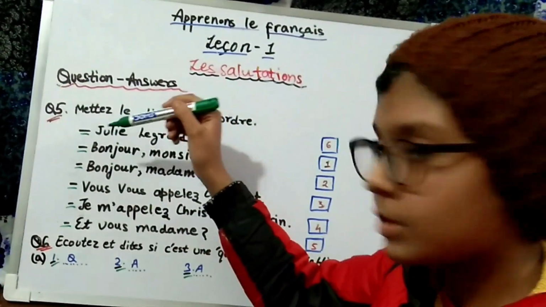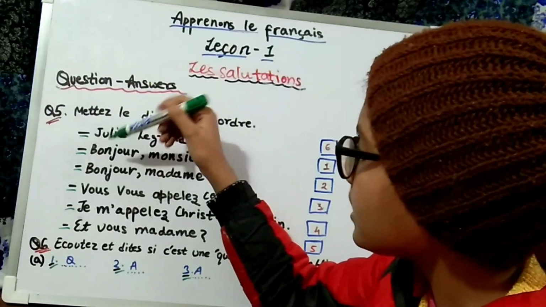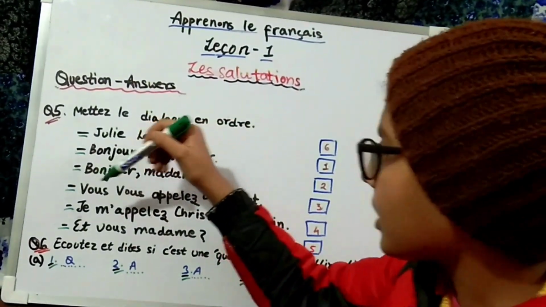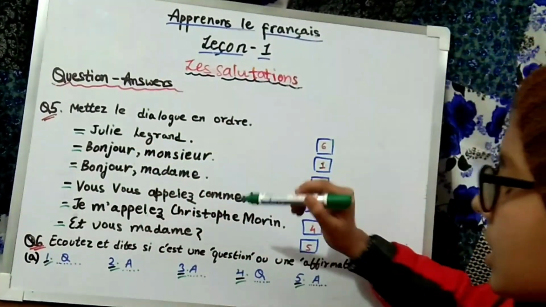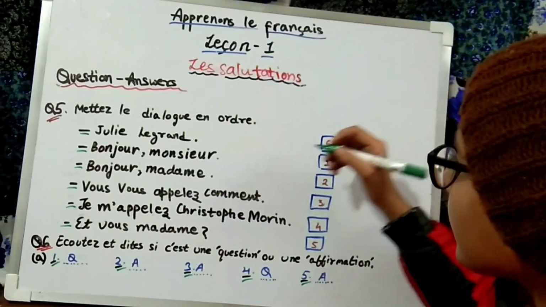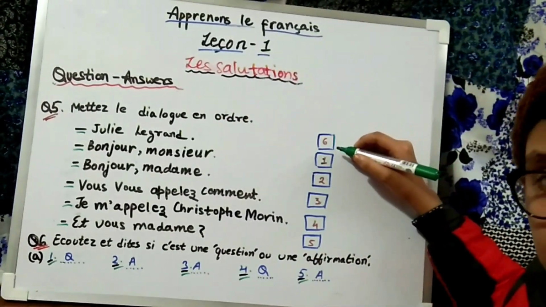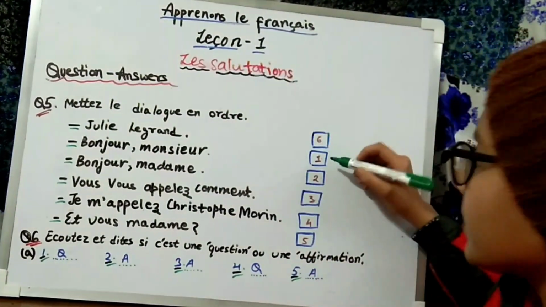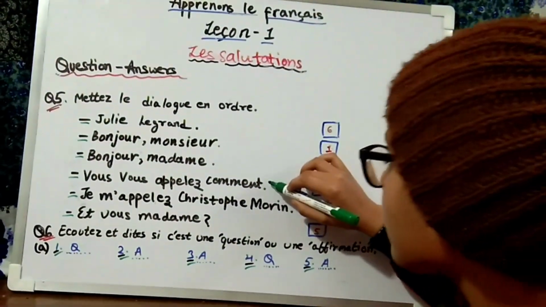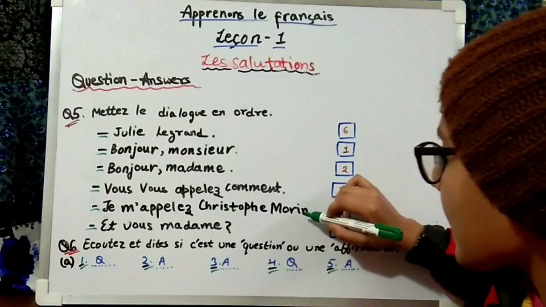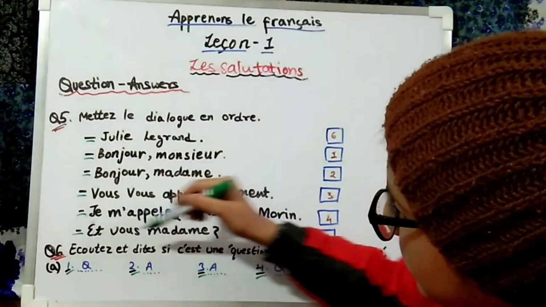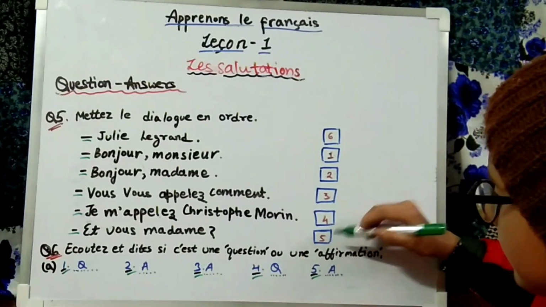So here I'll tell you the meaning. This is a name. Then it is saying good morning sir, good morning ma'am. What is your name? I am Christophe Morin. And you madam? So here the first one will come as the sixth sentence, the second one will come as the first sentence, the third one as the second, the fourth one as the third one, and the fifth sentence as the fourth one. Now the last sentence will come as the fifth one.